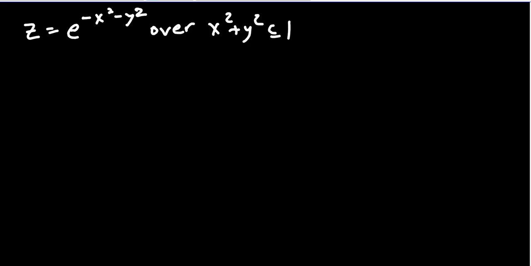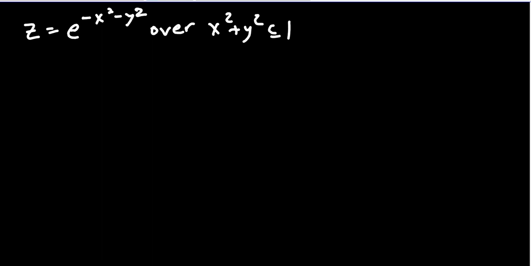So in calculus 1, you would take the derivative and set it equal to 0 to find the critical points. We're going to do basically the same thing, except we're going to be taking partial derivatives of both variables and then setting both of them equal to 0.